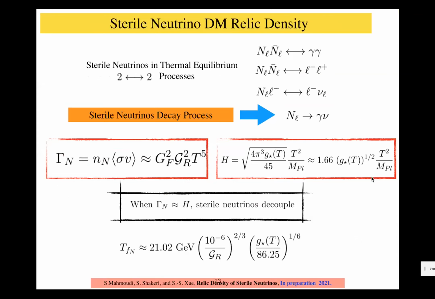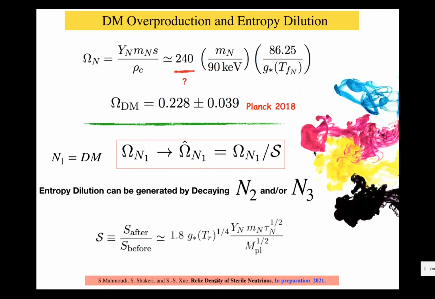As a final slide, I would just like to mention that our model can solve the long-standing problem of the relic density of the sterile neutrino. We know so far that a sterile neutrino around the keV scale can be overproduced, and here you can see in the first equation, for example, for a 90 keV neutrino, we have around 240 for the omega, which is much higher than the value that Planck tells us.